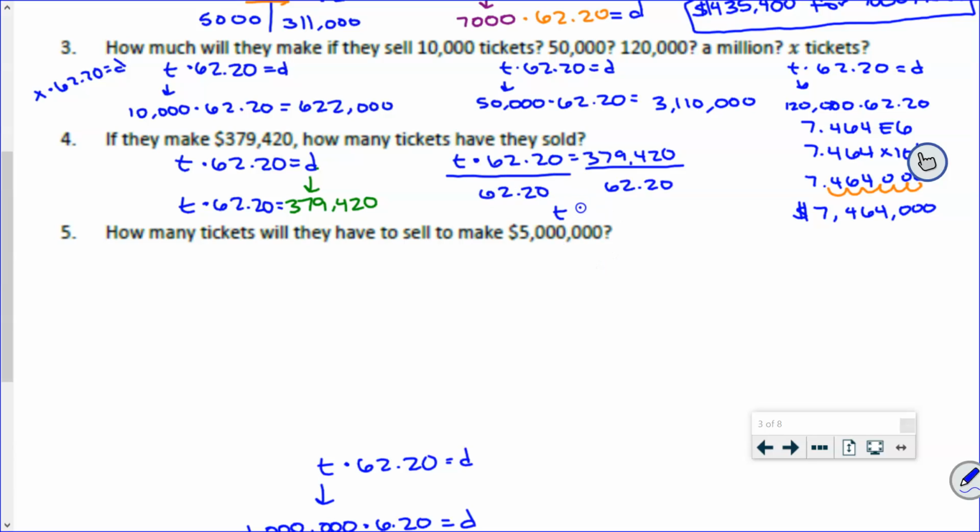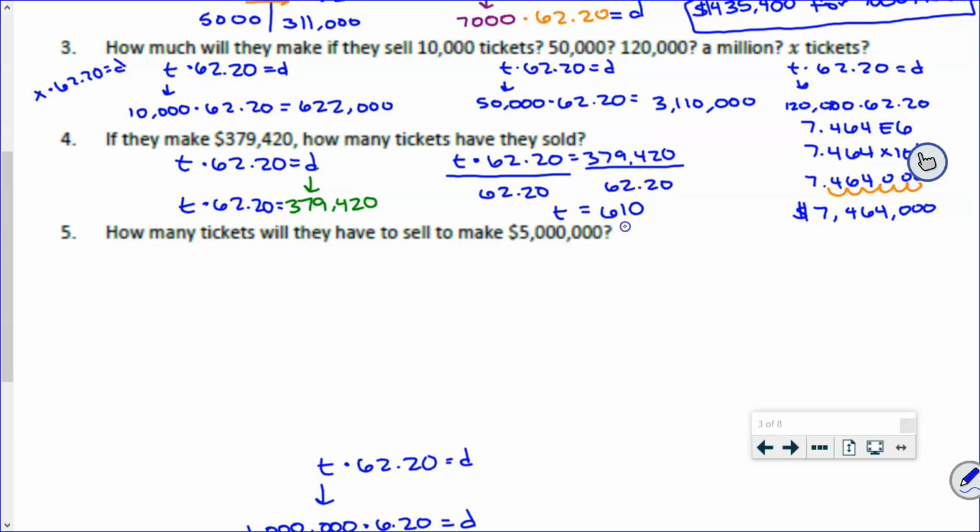But why are we doing division? I want you to understand that we're just solving the equation. We're using that equation. We're just solving it for the variable T now instead of the variable D. And what did you get when you typed this in? $379,420 divided by 6220. Slightly 610? You guys agree? Got the same thing?